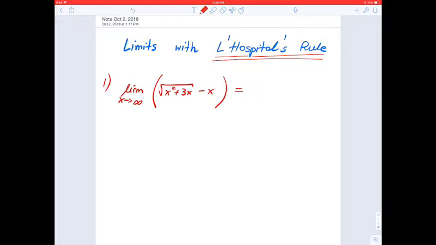Limits with L'Hopital's rule. Limit number 1. Limit as x goes to positive infinity of the difference of two functions. The first one is the square root of x squared plus 3x, minus x.